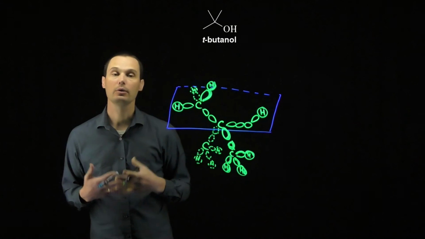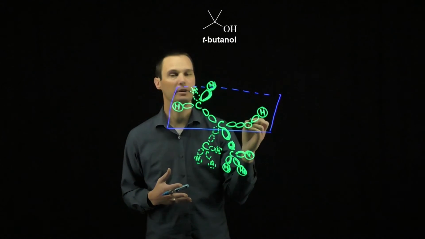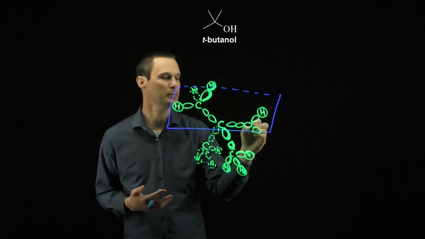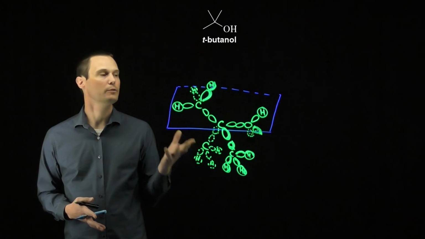The last thing we want to include is the orbitals, the lone pairs of electrons on oxygen. Oxygen has two lone pairs of electrons, one sticking above, one sticking below. So one of them will be in an sp3 orbital above the screen, and the other will be in an sp3 orbital below. This then is the molecular orbital picture for t-butanol.